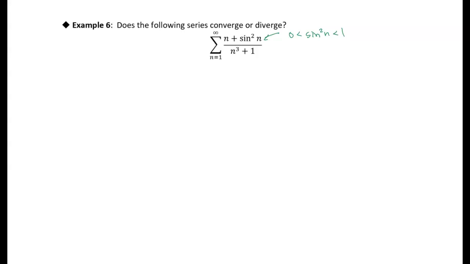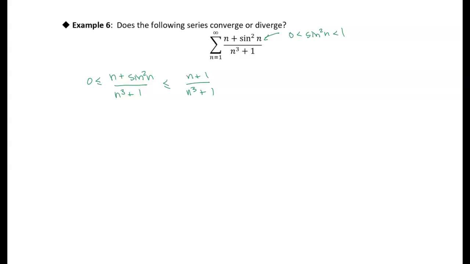All right, so this whole thing is positive. So 0 is less than or equal to n plus sine squared of n over n cubed plus 1. Okay, so that's the a sub n of the series I'm interested in. And I'm going to say that that is always less than n plus 1 over n cubed plus 1.